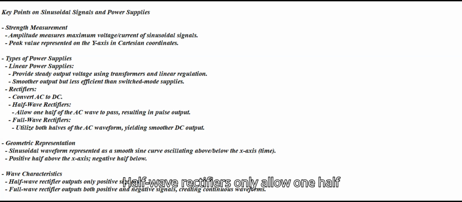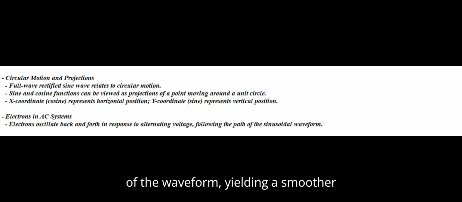Half-wave rectifiers only allow one half of the alternating current wave to pass, resulting in a pulse output. In contrast, full-wave rectifiers utilize both halves of the waveform, yielding a smoother direct current output. In Cartesian coordinates, a sinusoidal waveform is represented as a smooth sine curve oscillating above and below the x-axis, where the x-axis represents time. The curve consists of one half above the x-axis, positive, and one half below, negative.